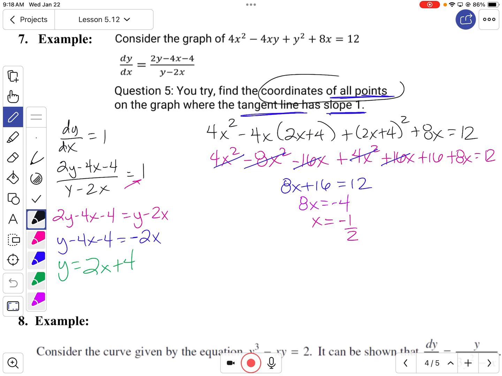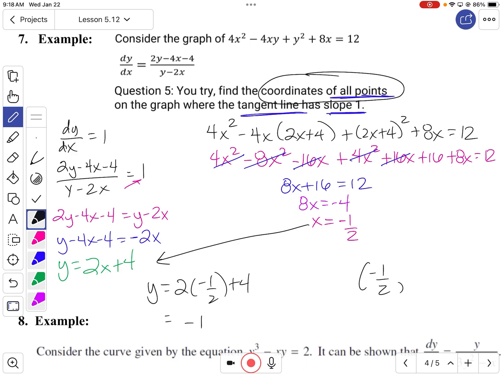Coordinates of points, okay? Well, there's just one x, so to get its coordinate for y, what are we going to do with it? Plug it back into y. Okay, so y is going to equal 2 times negative 1/2 plus 4, which would be negative 1 plus 4, which would be 3. That is my coordinate.